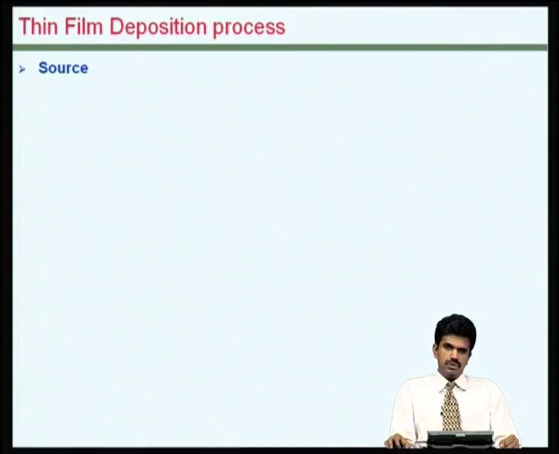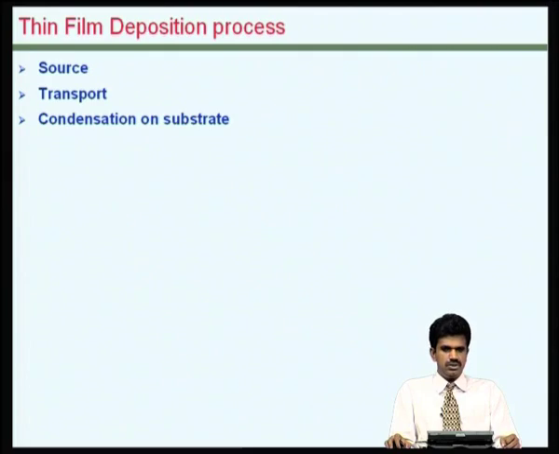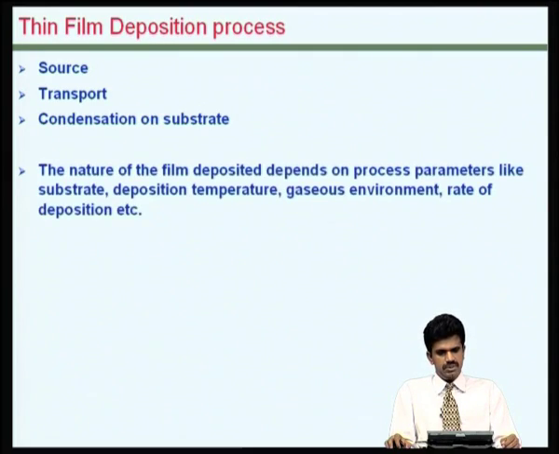Thin film deposition process would start from a source material from which the material is transported and condensed onto the substrate material. The quality of the film would depend on various parameters such as the substrate itself, the temperature at which it is kept, the gases that are flowing and the deposition rate at which the film is deposited.